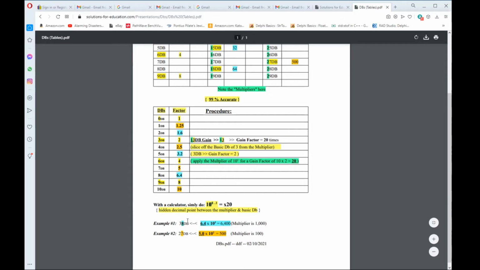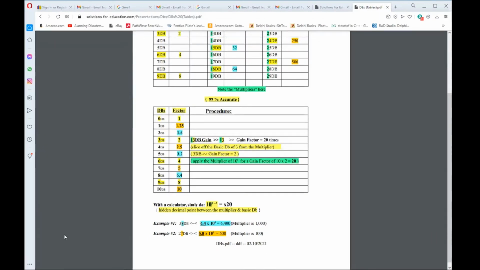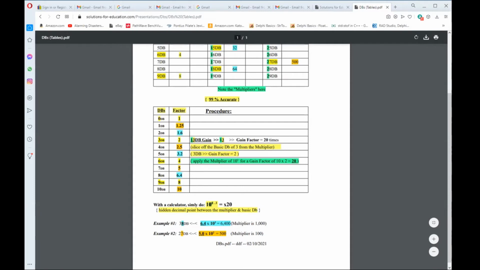Let's go down here. Somebody says, I've got an amplifier with a power gain of 38 dB. Well, you look up here in the chart and you find 8 dB. Where is it? Oh, there it is. 8 dB is 6.4. Now, just a second. Sorry about that. I didn't know where the mute key was. Now, 38 dB is 6.4 times 10 to the power of 3, or 6,400.